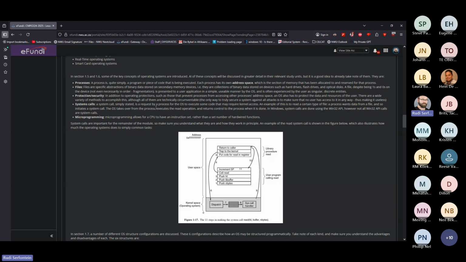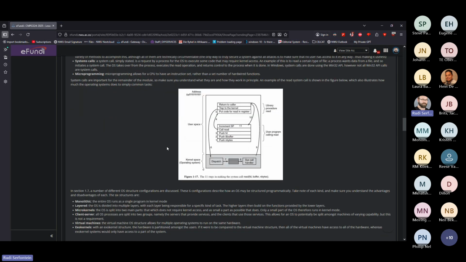Then things like processes, files, protection, security, all of these are topics that are important for further study units, but not as important for study unit 1, which is just introductory. So focus more on these topics in the context of the later study units.